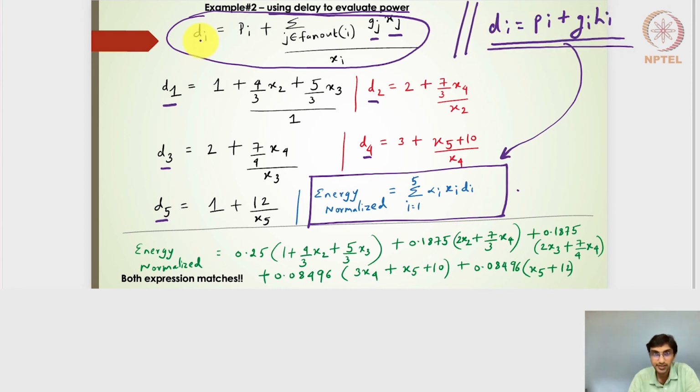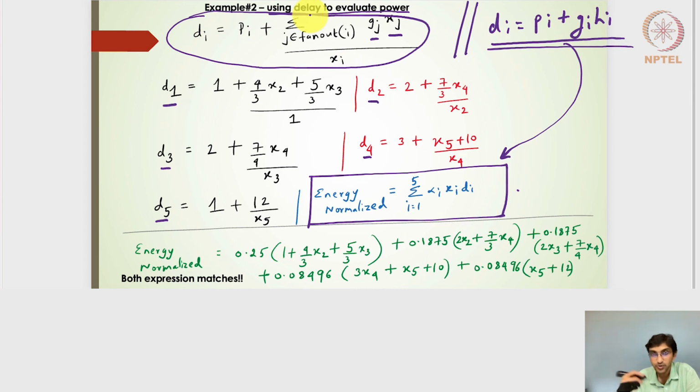So if I use this particular delay expression, D1 will be nothing but, the first gate is an inverter, so the parasitic of 1. And then we have the Gj and Xj of the subsequent stages, wherever it branches. Remember that the output of the inverter is branched to 2 gates. One is a 2-input NAND gate and another one is a 2-input NOR gate. So I will have 4 by 3 into X2 and then 5 by 3 into X3, coming from this numerator term, divided by Xi, which is nothing but 1.